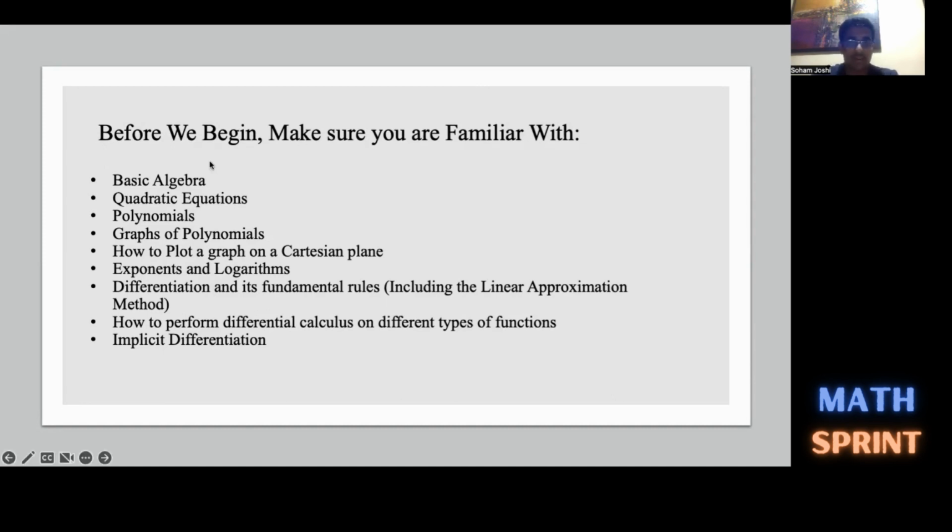The topics to know are basic algebra, quadratic equations, polynomials, graphs of polynomials, how to plot a graph on a Cartesian plane, exponents and logarithms, differentiation and its fundamental rules, how to perform differential calculus on different functions, different types of functions, and implicit differentiation. Also, do note that for this chapter of calculus, I will only be working with real numbers and not imaginary numbers. So do keep that in mind.